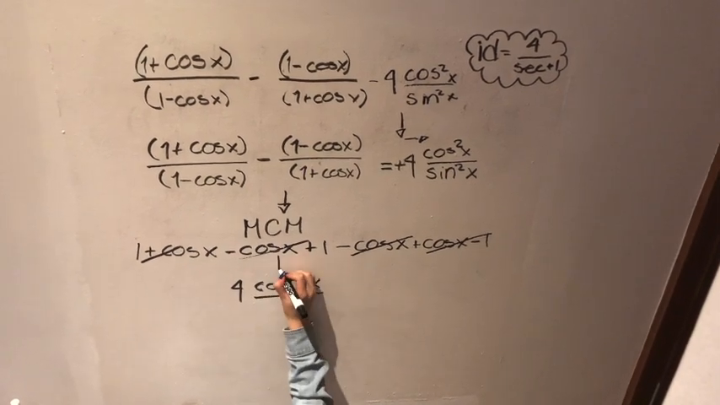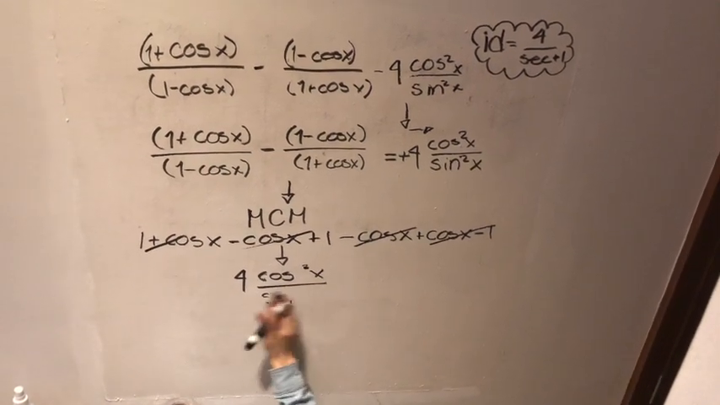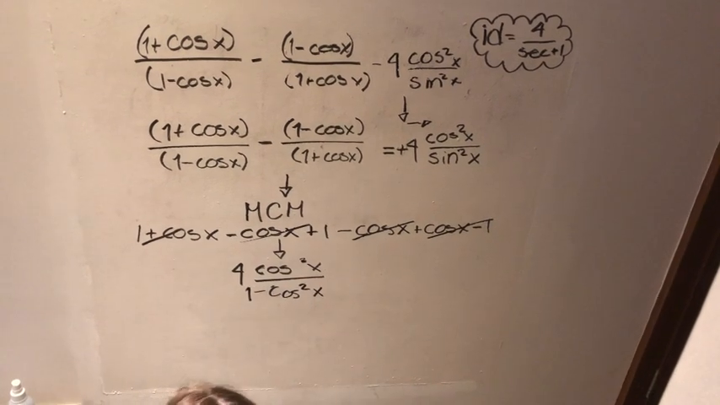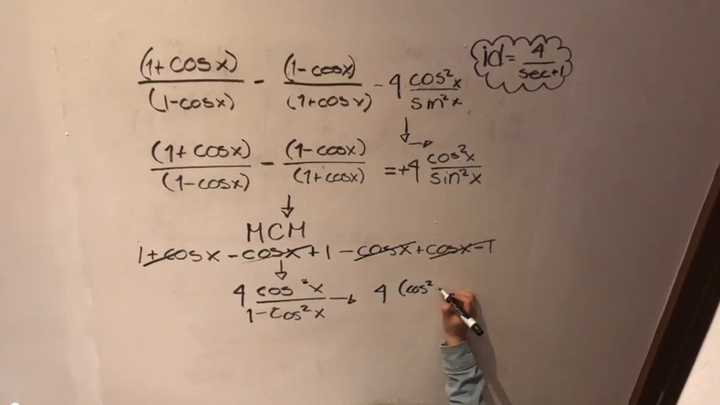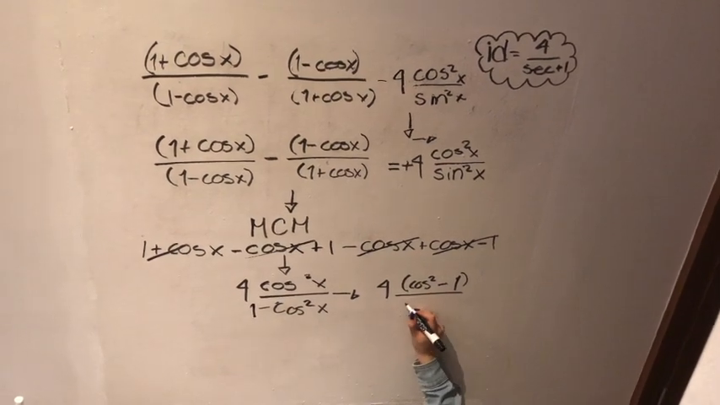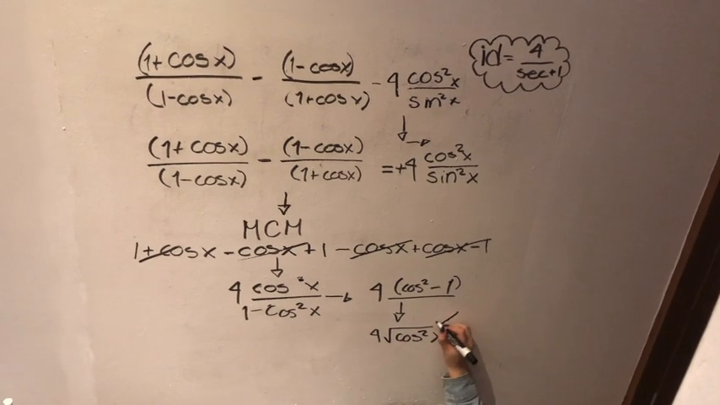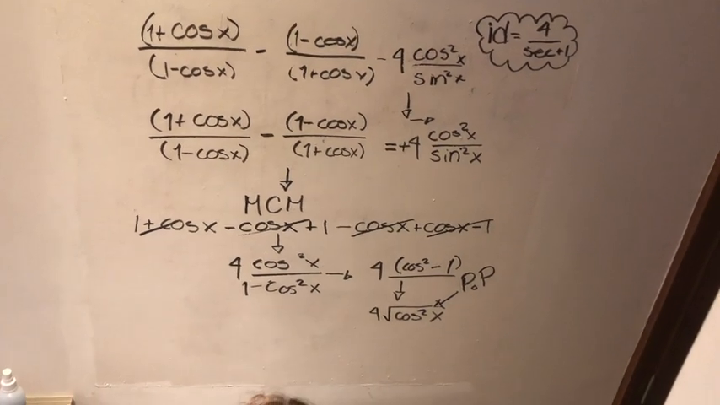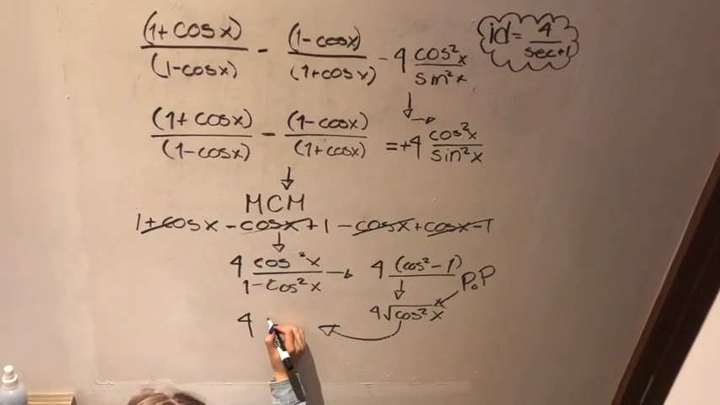Then we're going to rewrite the new equation that we've got, which is 4 cosine squared of x. And then, of course, we're going to rewrite 1 minus cosine squared of x. Then on the other side, we're going to simplify, again with the minimal common multiplier. And then we have our answer using the Pythagorean theorem.